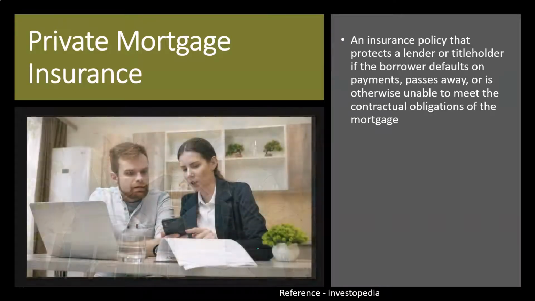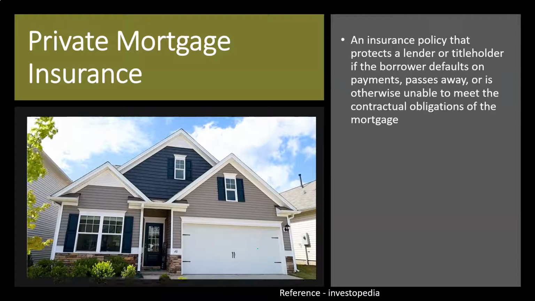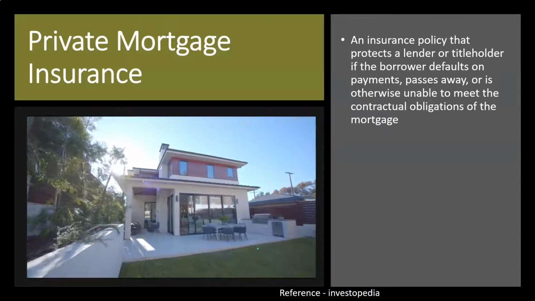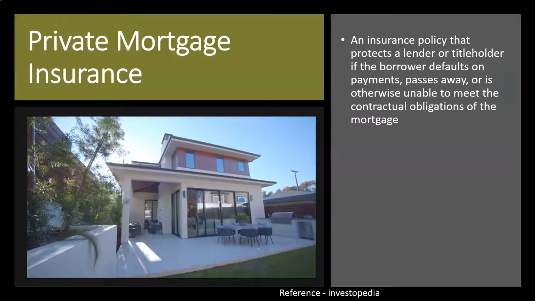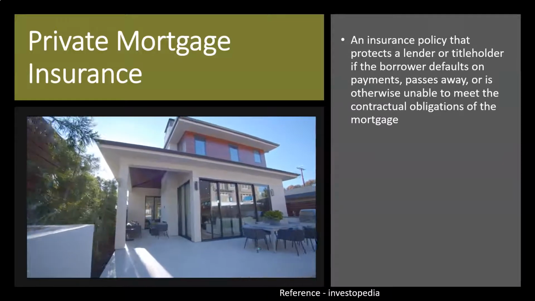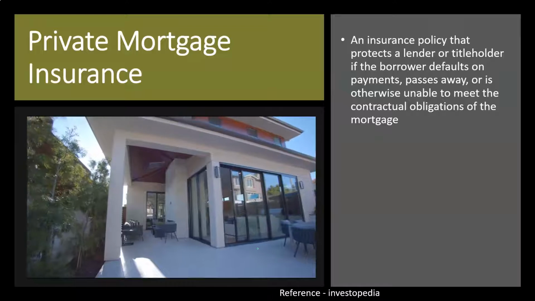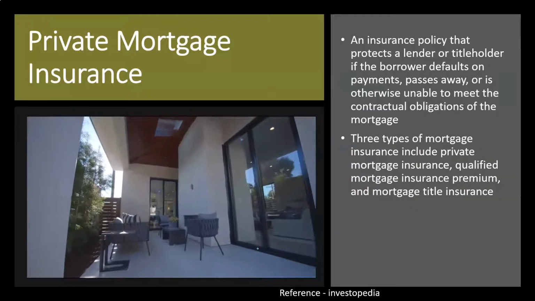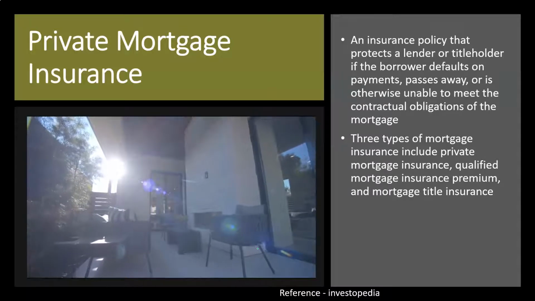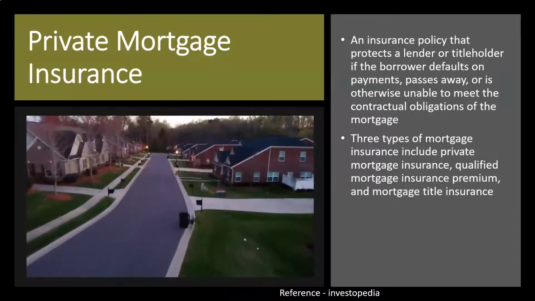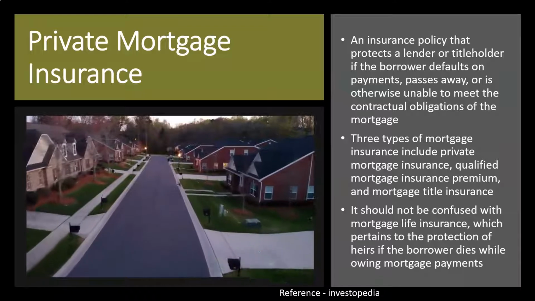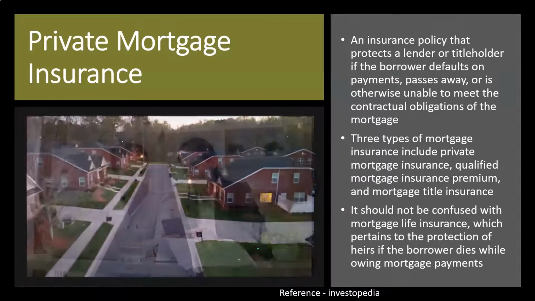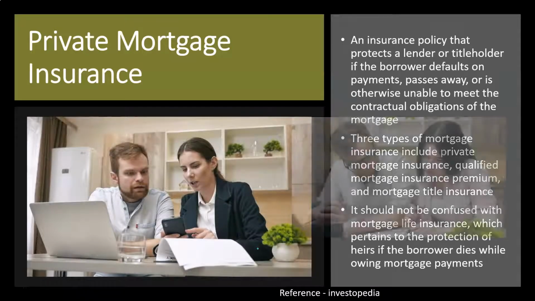So the private mortgage insurance, and we go into this in a little more detail in another presentation as well, is an insurance policy that protects a lender or title holder if the borrower defaults on the payments, passes away, or is otherwise unable to meet the contractual obligations of the mortgage. Three types of mortgage insurance include private mortgage insurance, qualified mortgage insurance premium, and mortgage title insurance. It should not be confused with mortgage life insurance, which pertains to the protection of heirs if the borrower dies while owing mortgage payments.